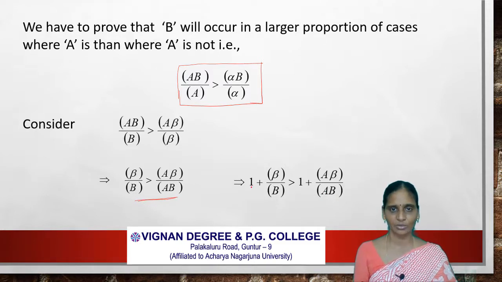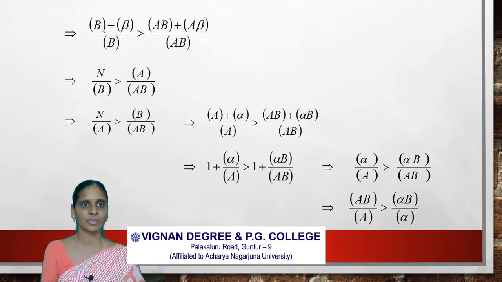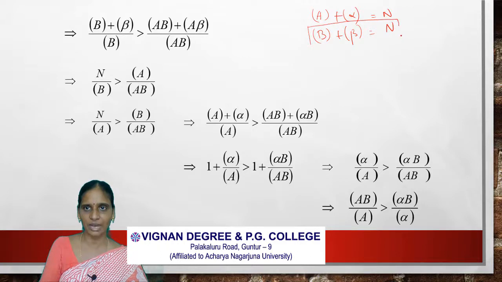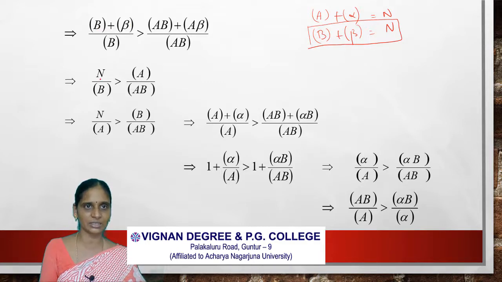So in the next step, we have to take the LCM on both sides. Then we get frequency of B plus frequency of beta by frequency of B, which is greater than frequency of AB plus frequency of A beta divided by frequency of AB. So the sum of the two complementary attributes, that is frequency of A plus frequency of alpha is equal to N, or frequency of B plus frequency of beta is equal to N. Here we get frequency of B plus beta, so this value is equivalent to capital N. Then we have to substitute frequency of B plus frequency of beta is equal to N.